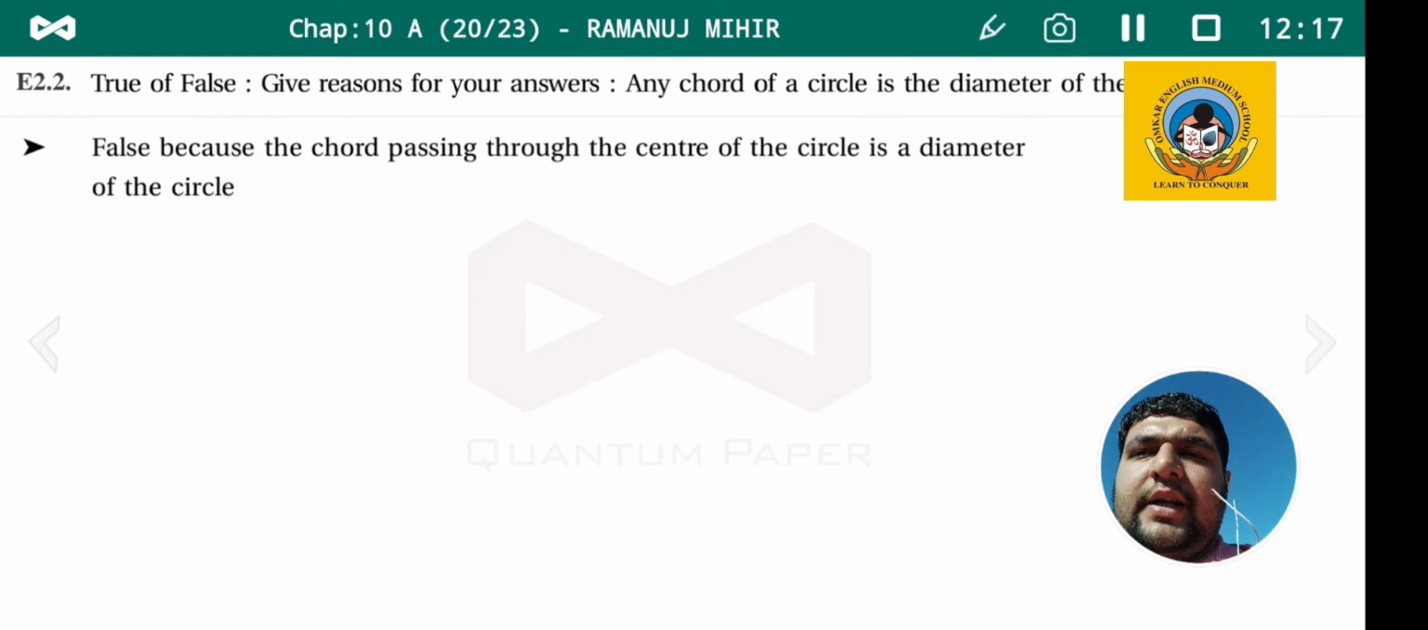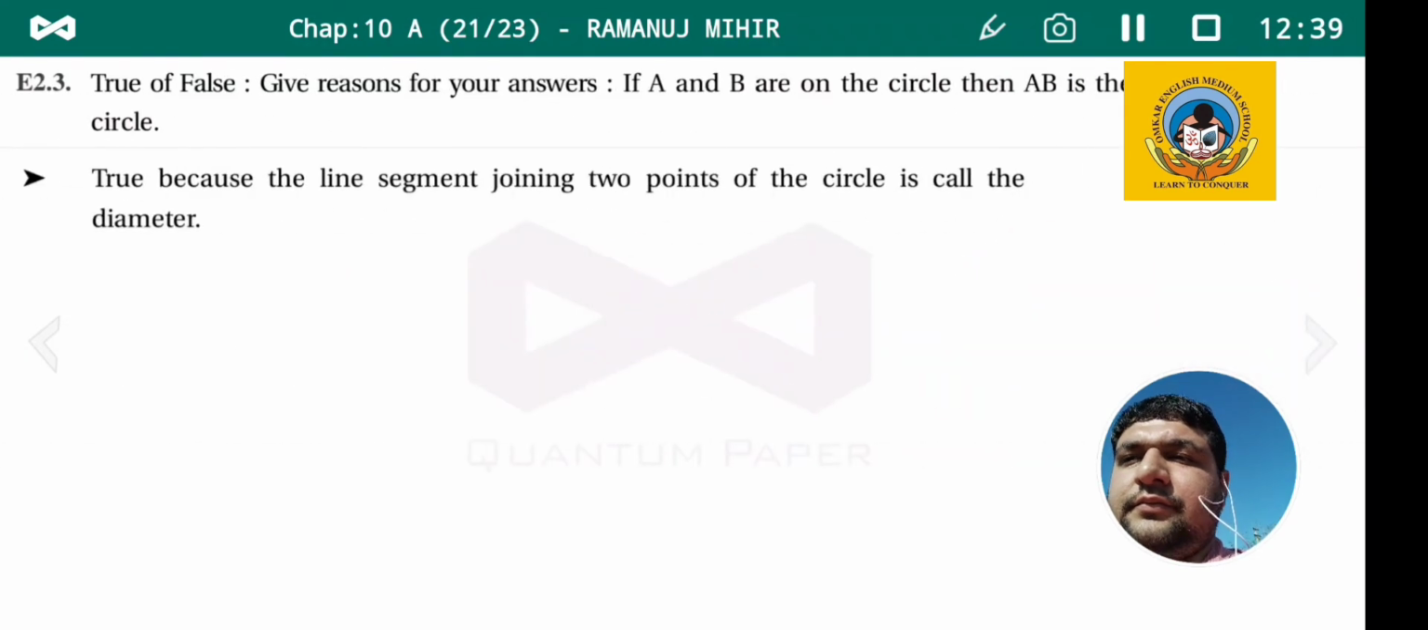True or false? Any chord of a circle is a diameter of the circle. False, because the chord which is passing through the center is the diameter. All chords are not the diameter of the circle.